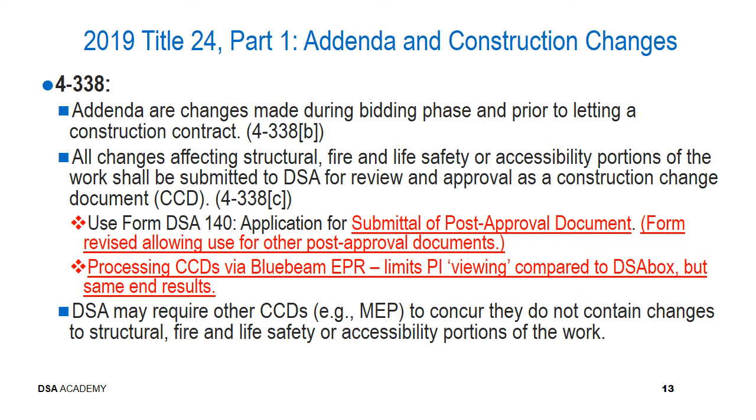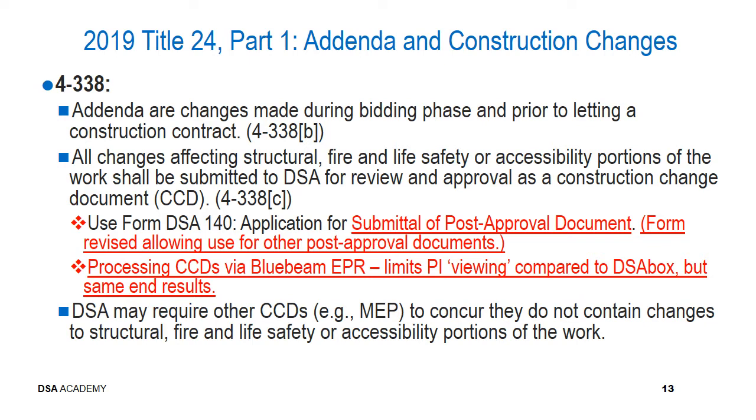4-338, regarding addenda and construction changes. So addenda are changes that are made during the bidding phase and prior to letting of a construction contract, and that's noted in the code section specified 4-338B. And any changes that affect the structural, fire and life safety, or accessibility portions of the work must be submitted to us for review and approval as a construction change document, and this is noted in section 4-338C.